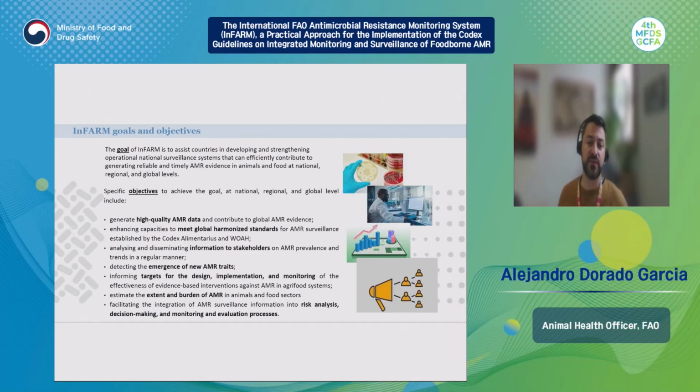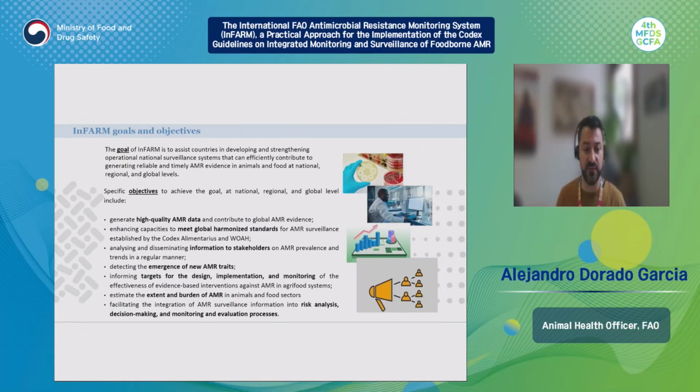The end goal of the INFAM system is to assist countries in the development and strengthening of operational national surveillance systems that can efficiently contribute to generating reliable and timely AMR evidence in animals and food at national, regional, and global levels. Specific objectives to achieve this overarching goal are to generate high-quality AMR data, to enhance the capacities to meet global harmonized standards from WOAH, but also from Codex Alimentarius, and to provide analysis and dissemination of the information to different stakeholders on AMR prevalence and trends.